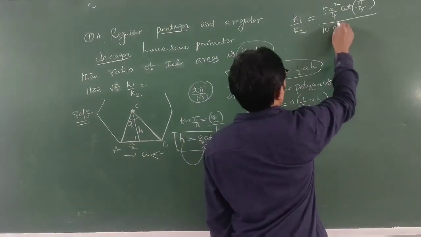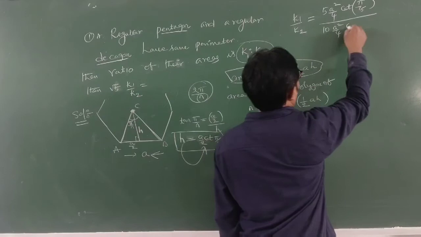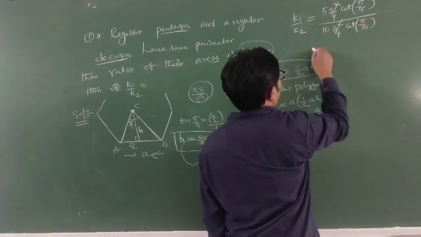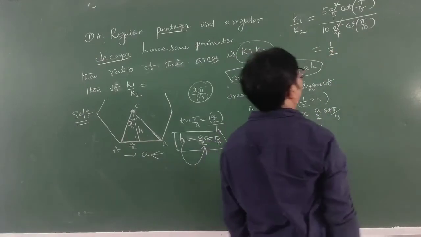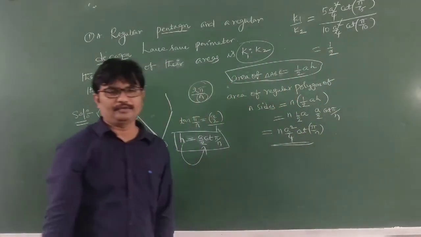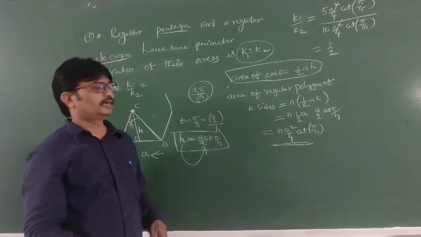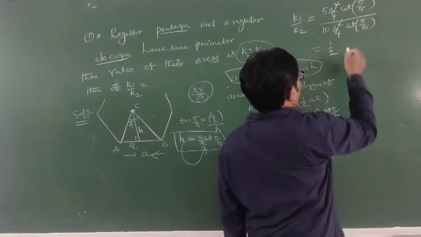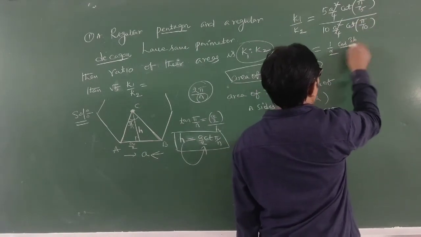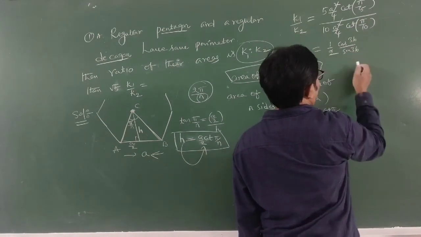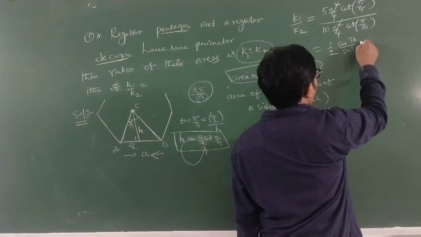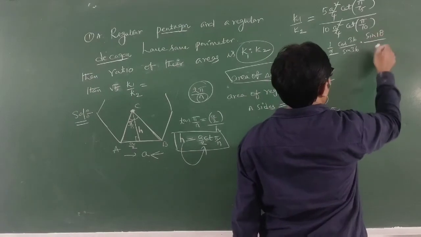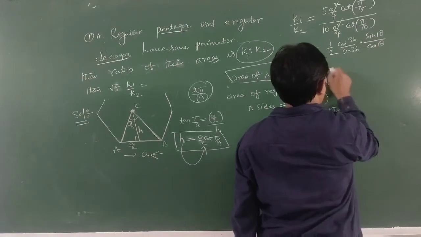For the decagon, n into A square by 4 cot pi by 10. So these two are cancelled. Now we have 1 by 2 cot pi by 5 and cot pi by 10. 180 by 5 is 36, so cot 36 is cos 36 by sin 36. Cot 18 is the reciprocal of tan, which is sin 18 by cos 18.